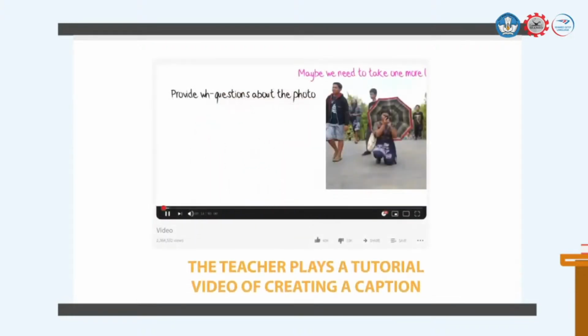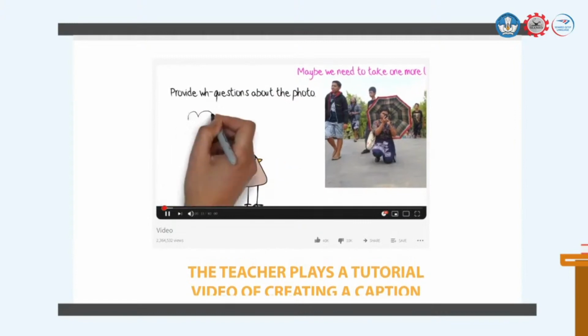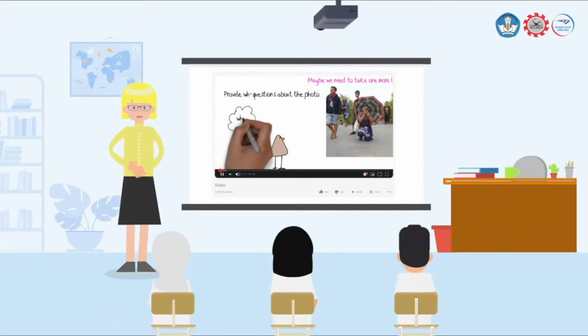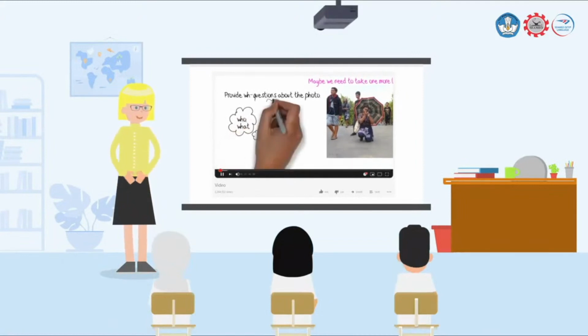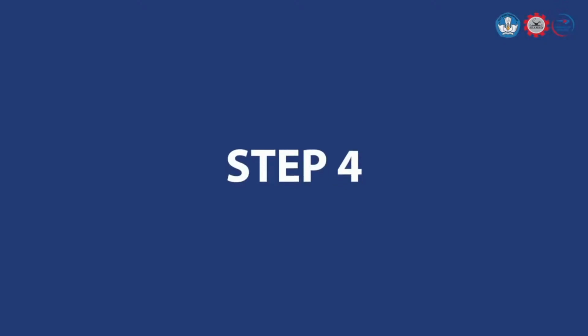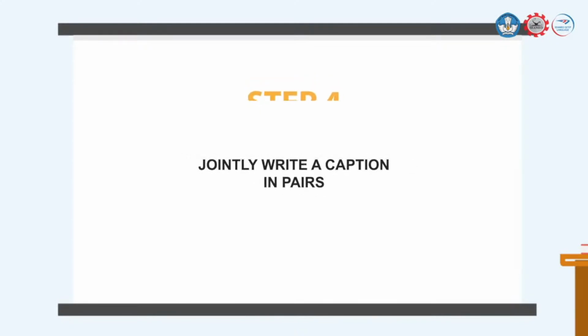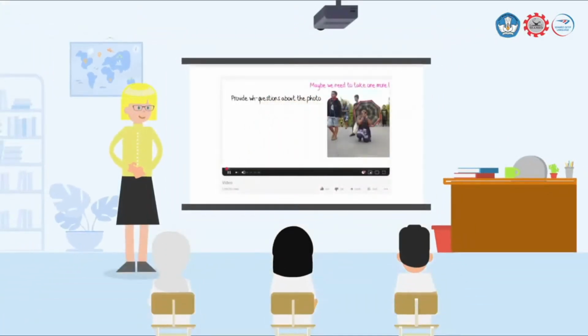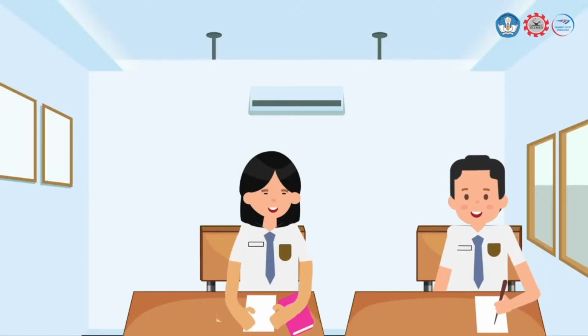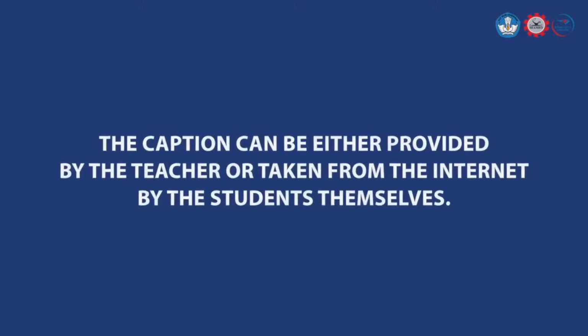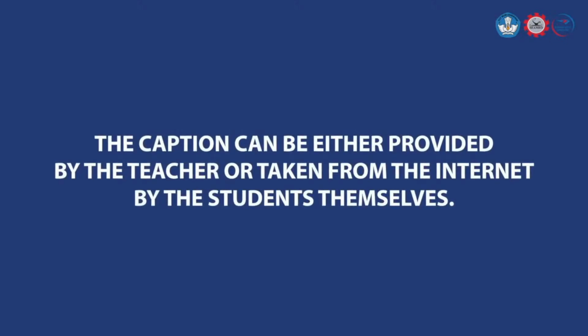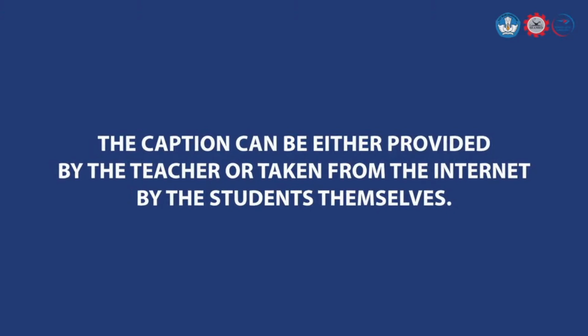In the PowerPoint, the teacher plays a tutorial video of creating a caption taken from YouTube. In this activity, both the teacher and students discuss the ways of creating a caption as shown in the tutorial video. The fourth step is to jointly write a caption in pairs. After watching the tutorial video of creating a caption on YouTube, students are divided into pairs and jointly write a caption. The caption can be either provided by the teacher or taken from the internet by the students themselves.